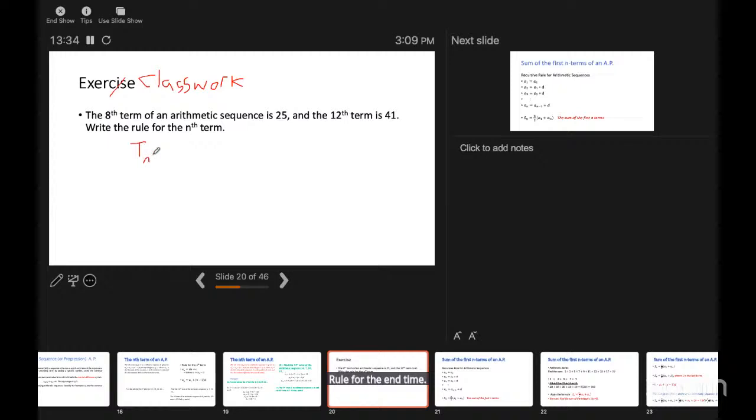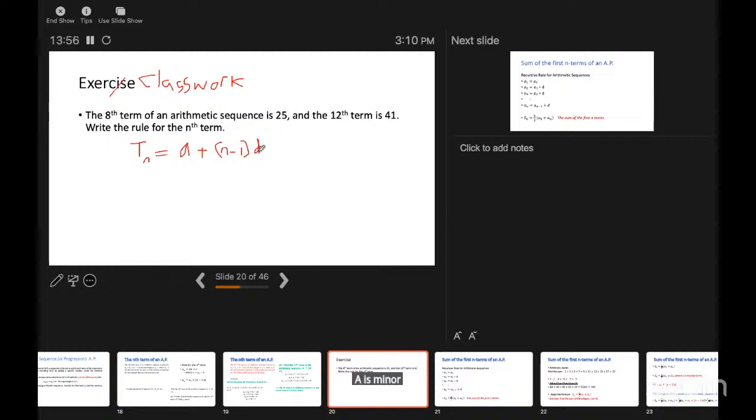Tn is equal to A1 plus (n minus 1)D. So this is the formula you are using. So D is equal to 4 and A is equal to -3.